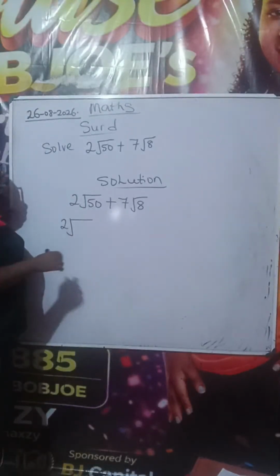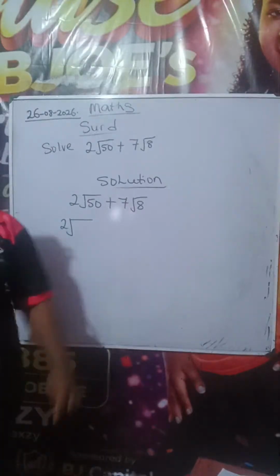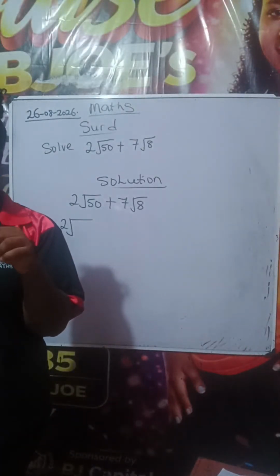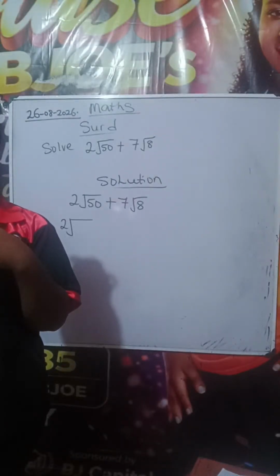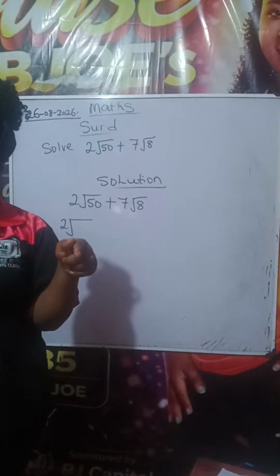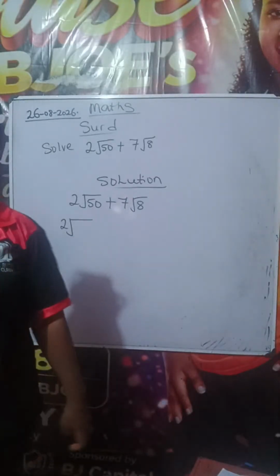Now 50 is the same thing as what? 50. What perfect number? Perfect number means a number that has a square root. Multiply with any number that will give us 50.